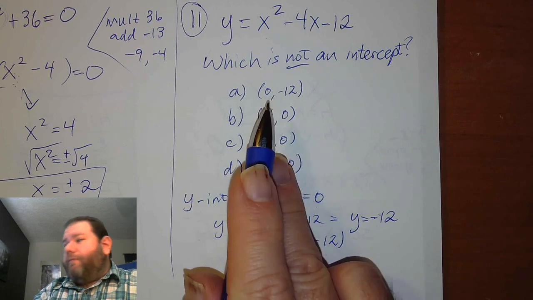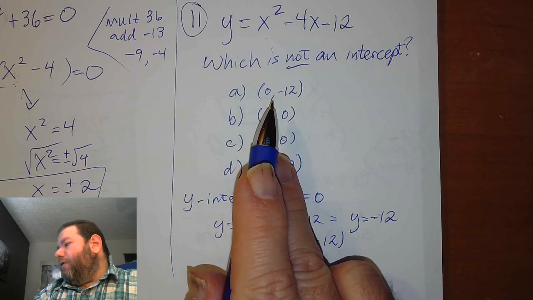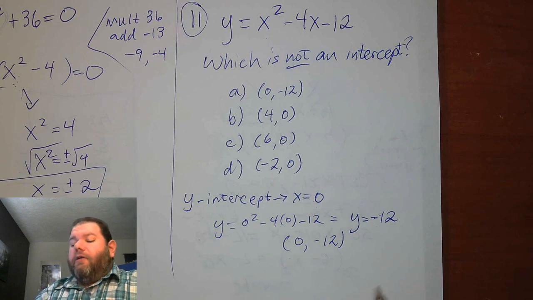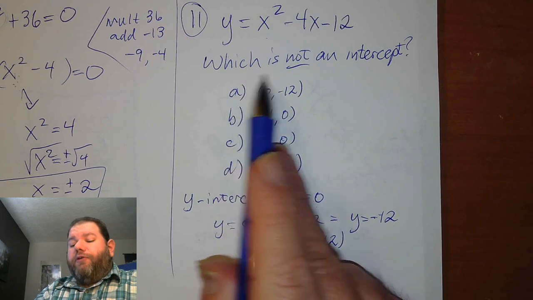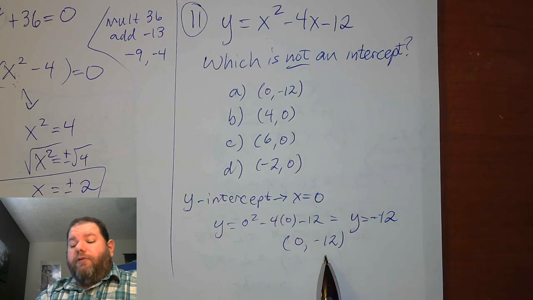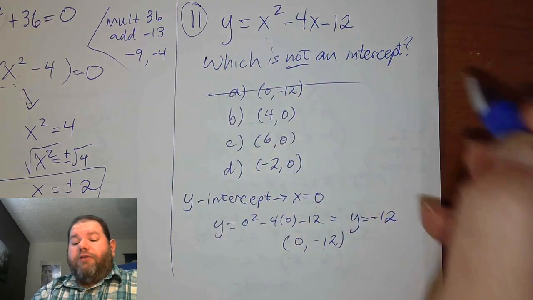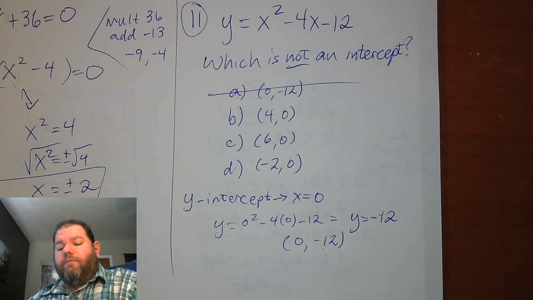But again, remember, 2 x-intercepts and 1 y-intercept. That's what it boils down to. Yeah, we can only have 2 x-intercepts, Gabriel. So we remember that we want to choose which of these is not an intercept. As soon as we get one that shows up on the list, it doesn't mean that's the answer. In fact, finding 0 and negative 12 as the y-intercept actually eliminates that as a possible answer, because we want to find the one that's not an intercept.